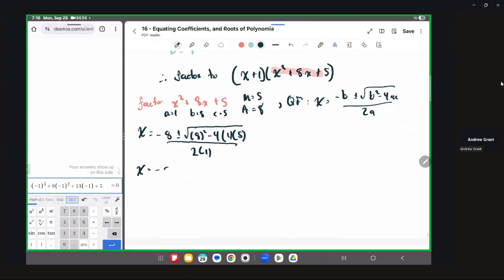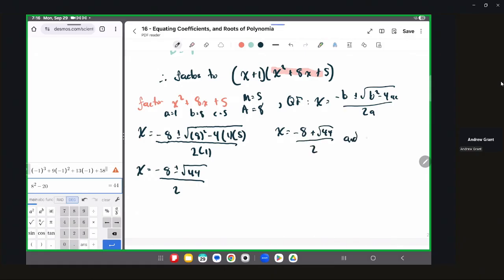So x will be equal to negative 8 plus or minus. So under the bracket there, we've got 8 squared minus 20. So that's going to be negative 8 plus or minus the square root of 44 over top of 2. And so we can see that therefore x will be equal to negative 8 plus the square root of 44 over 2, and x will be equal to negative 8 minus the square root of 44 over 2.